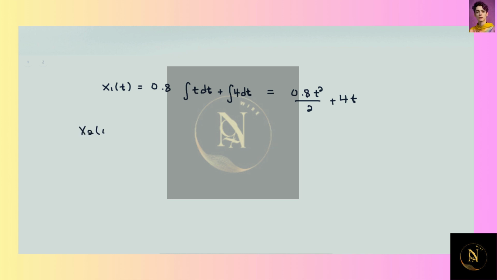Similarly, we're going to find x2 of t. So we get negative 6 times the integral of t dt plus the integral of 72 dt. And doing this out gives negative 6 t squared over 2 plus 72t.